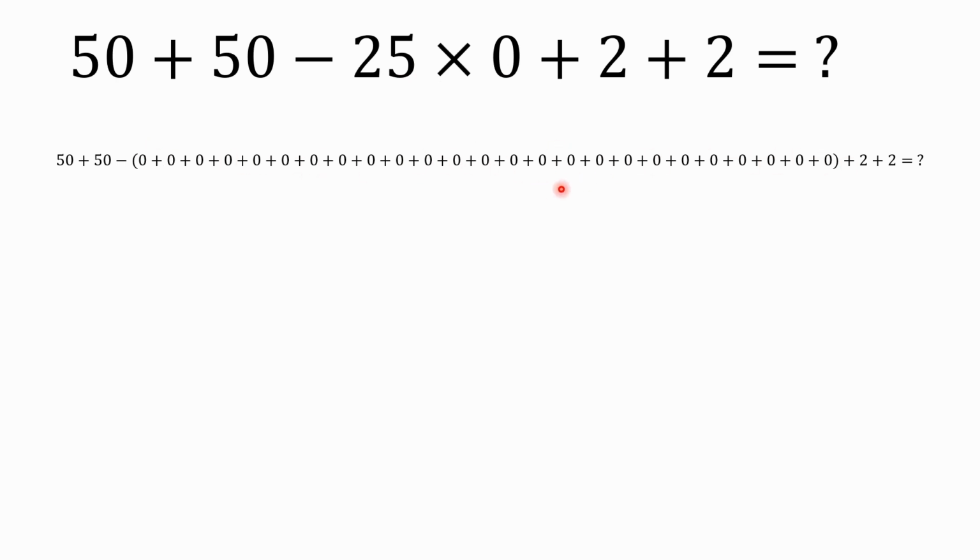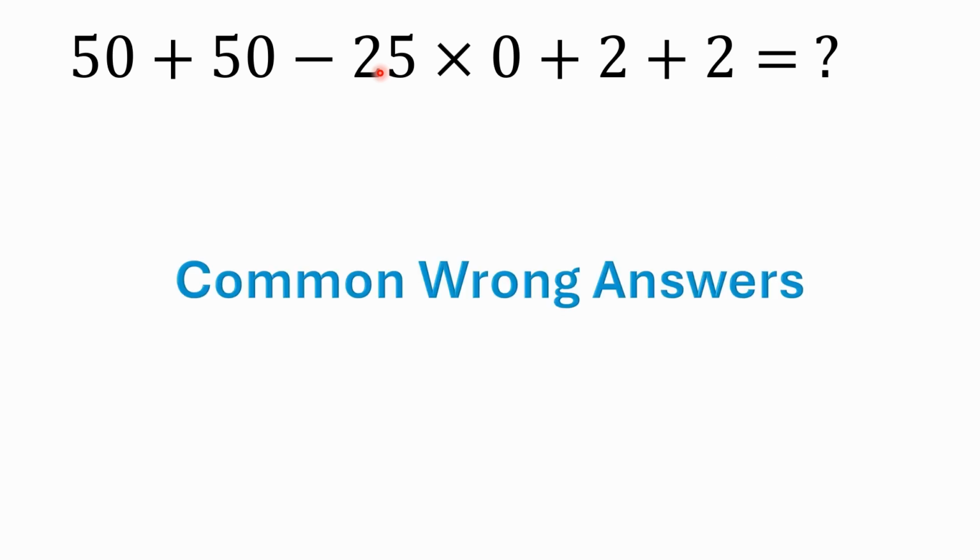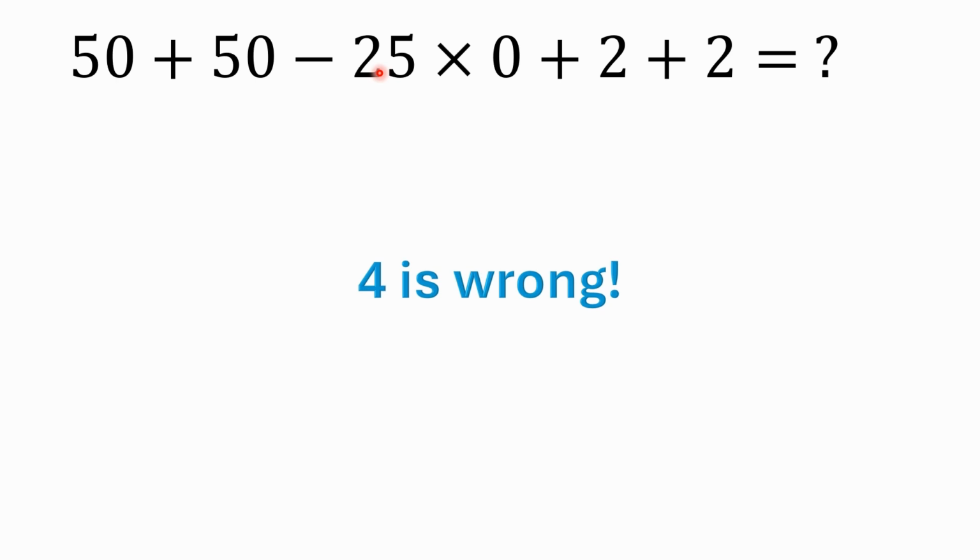But which looks easier to write out? Of course, that's why I keep calling multiplication shorthand for repeated addition, because it's a lot easier to write than adding 25 zeros. Now, there are some common wrong answers. I've seen this problem show up online a lot, and there are a few common incorrect answers that people will swear by, but they are incorrect. 4 is probably the most common incorrect answer that I've seen. And I hate to burst your bubble, but that is wrong.